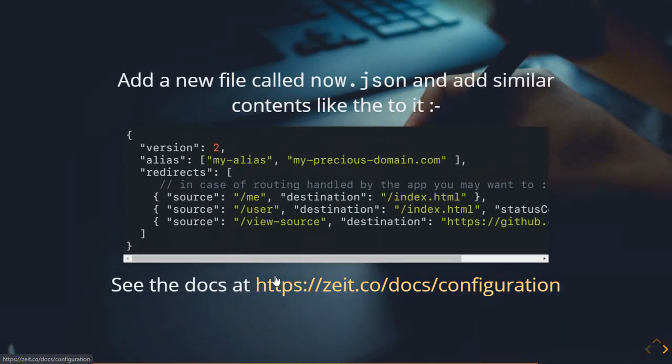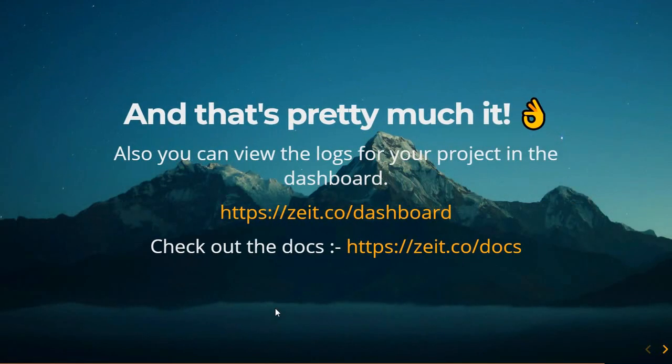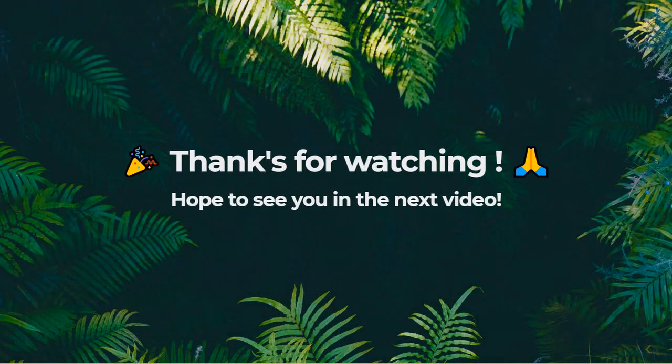We can still customize the project with the now.json file which we had in the earlier videos as well. You can check that out on the link here. And that's pretty much it. As I showed you, you can also view the logs of the project on your dashboard. If something went wrong or something broke, you will be able to debug it from there. And with that, thanks for watching. Hope to see you in the next video.